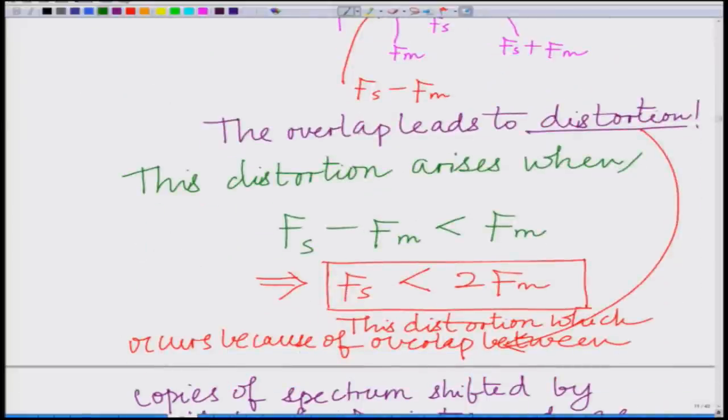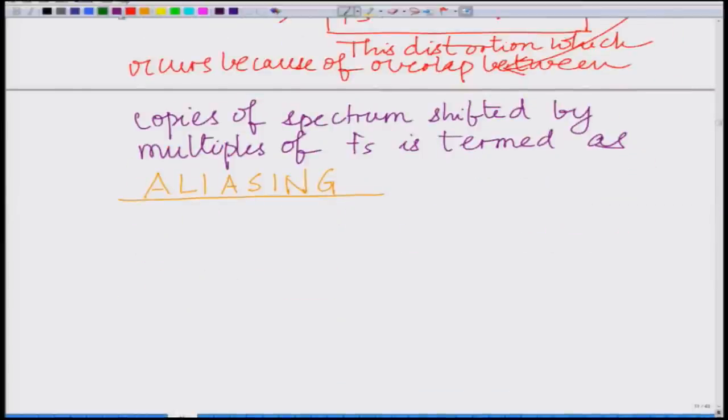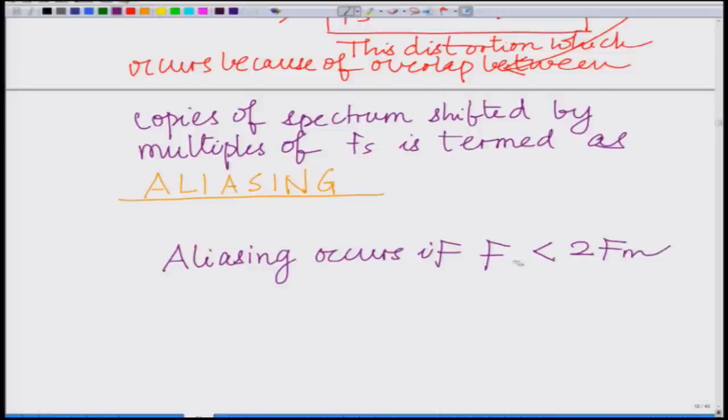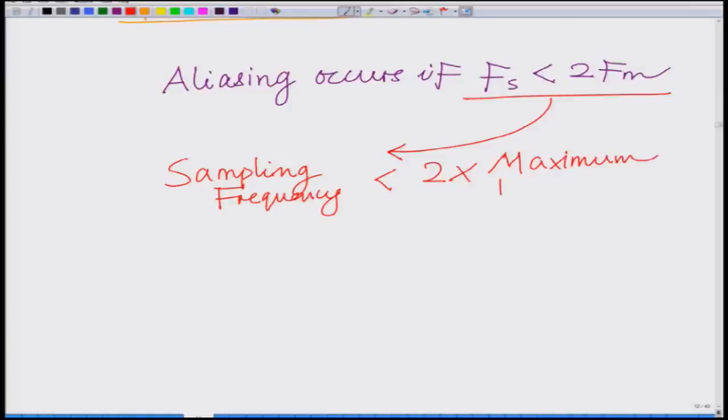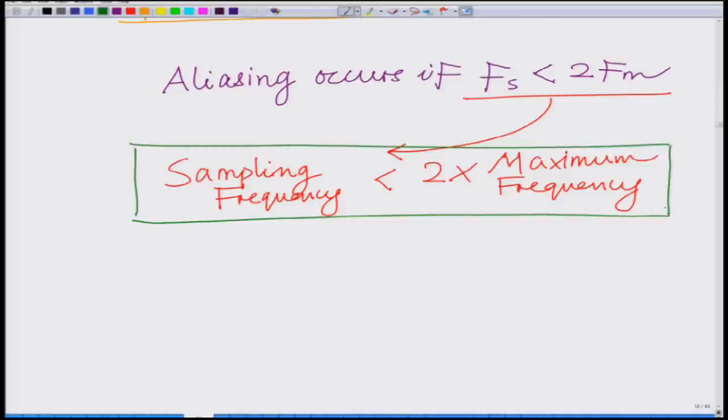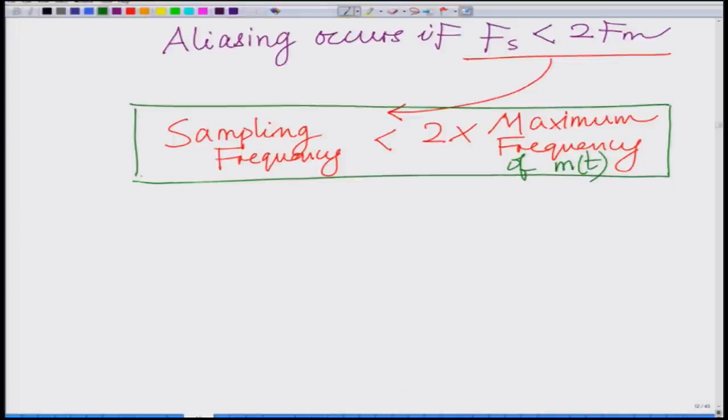And aliasing occurs if FS is less than twice FM, and this is a very important condition. Another way of stating this is basically that the sampling frequency is less than twice the maximum frequency of the signal being sampled, that is twice the maximum frequency FM. Therefore, to avoid aliasing, we need FS greater than or equal to twice FM.